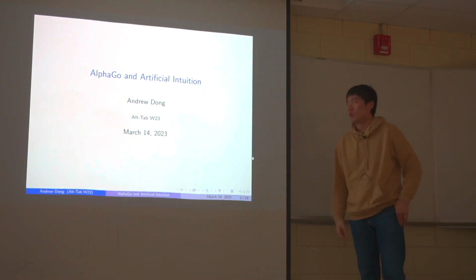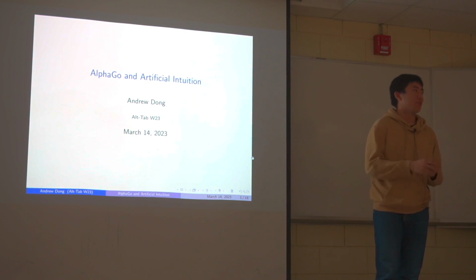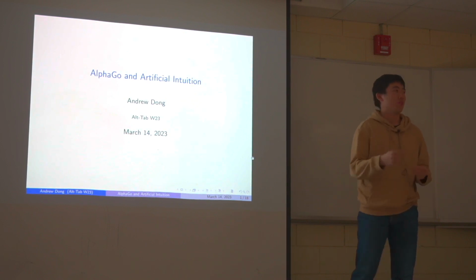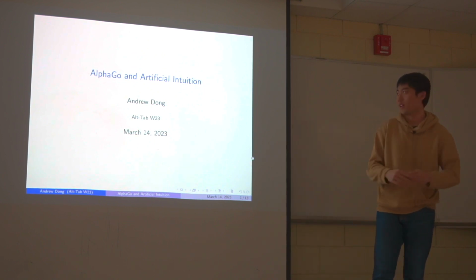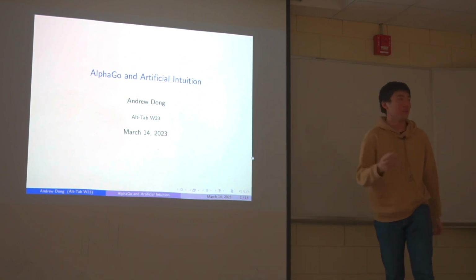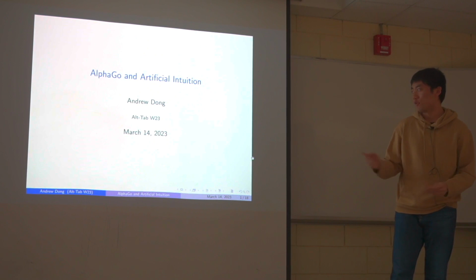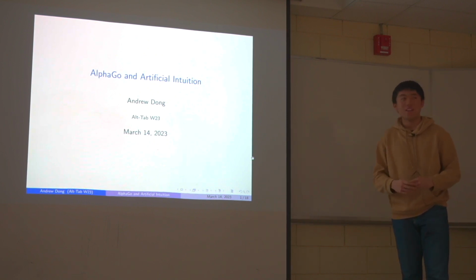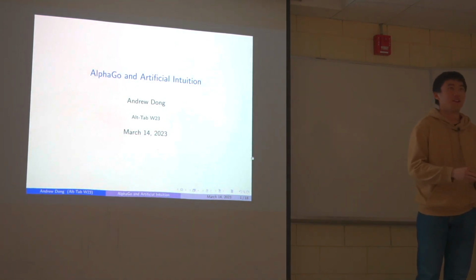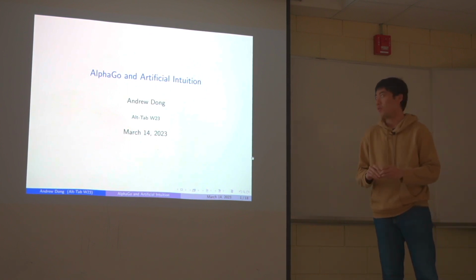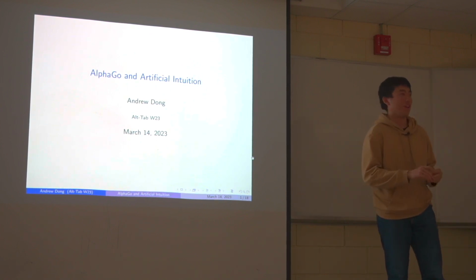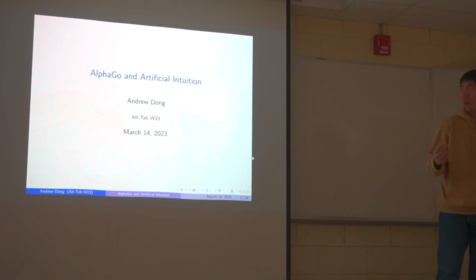So welcome back to Machine Learning Winter 23. No, I'm just kidding. I'm not a prof. So today we'll be talking about AlphaGo and artificial intuition. We're going to be looking at how Lee Sedol was defeated by DeepMind, a team of engineers and researchers at DeepMind, and hopefully we'll build up to that system, and at the end we'll have a quick demo.